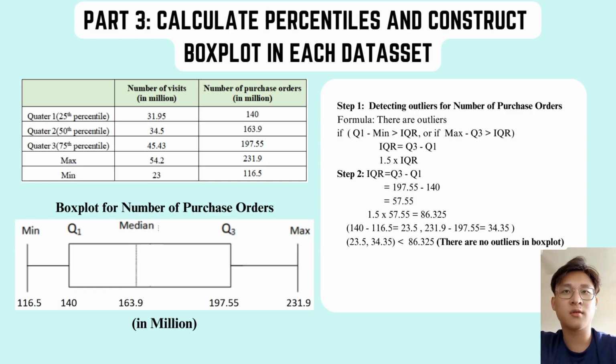So these two values are also lesser than the IQR. There is 23.5 and also 34.35. These two values are lesser than 86.325. So there are also no outliers in the purchase order box plot. On the left side, I also plotted the box plot of the number of purchase orders. You can see. That's all from my part.